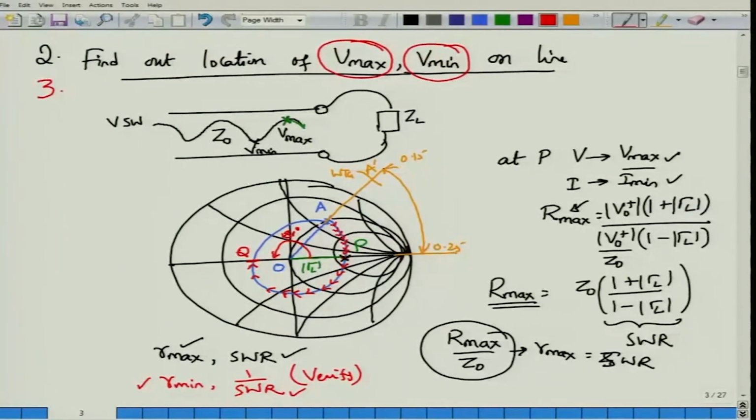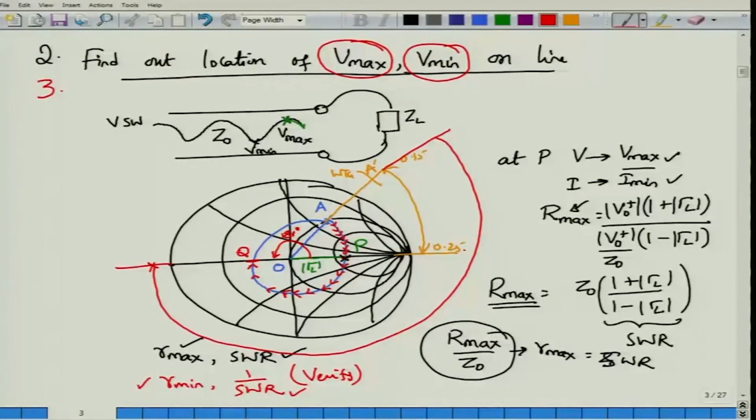And what is the location of the voltage minima? Starting from A prime, you have moved a certain distance on the WTG scale, or you already know how much you have moved to find out V max. Add to that lambda by 4 and you will find the location of the voltage minima, as the voltage minima keeps repeating every lambda by 2. So, at point Q you found the minimum value of the resistance, you found 1 by SWR, and you have also found the minimum value of V min. So, you know what is 1 minus mod gamma L, you can calculate that, and if you know V0 plus magnitude, you can easily find out V min.